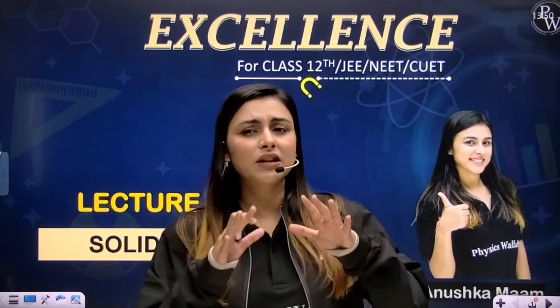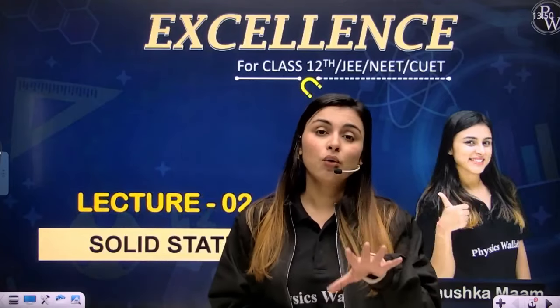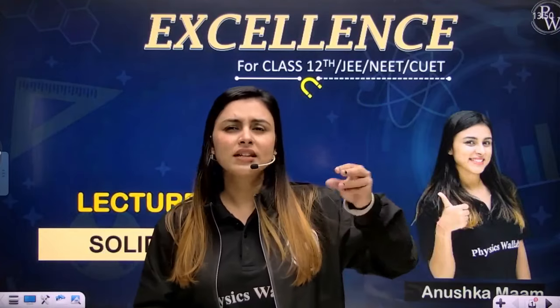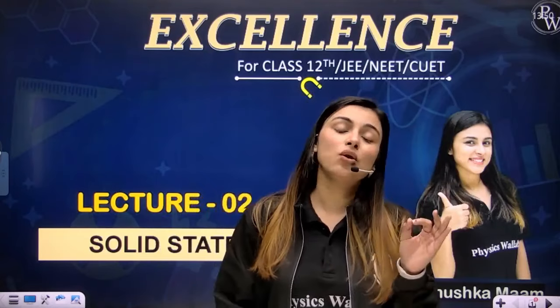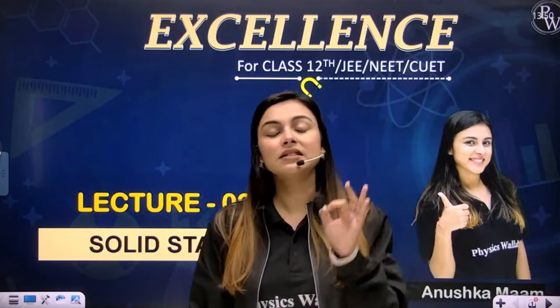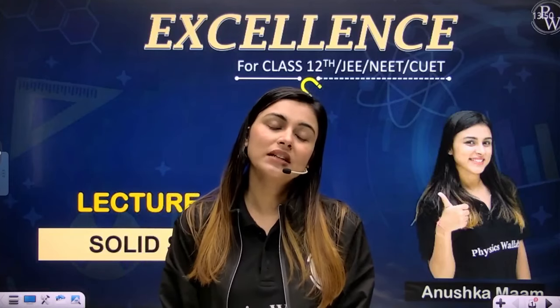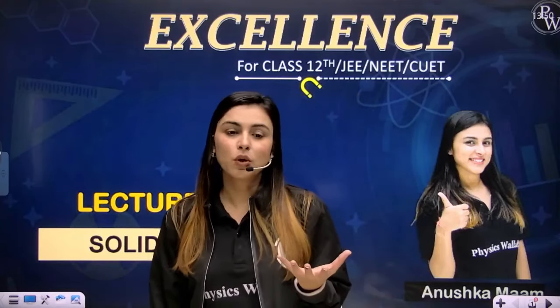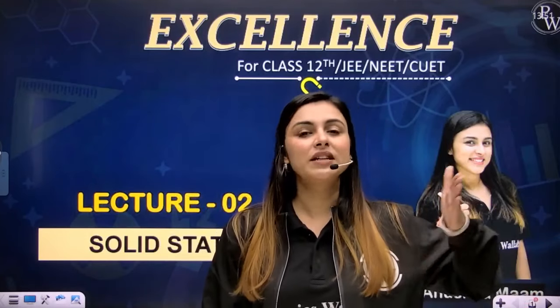We have discussed the different types of solids, amorphous solids and crystalline solids, and we also know that amorphous solids are just 1% of all solids present. 99% of solids are crystalline solids, and that is the most important reason for us to discuss crystalline solids in detail. After that, we classified the crystalline solids into 4 major types. First was ionic, then molecular solids, then metallic solids, and then covalent solids. We will be discussing each and every type of solid today.